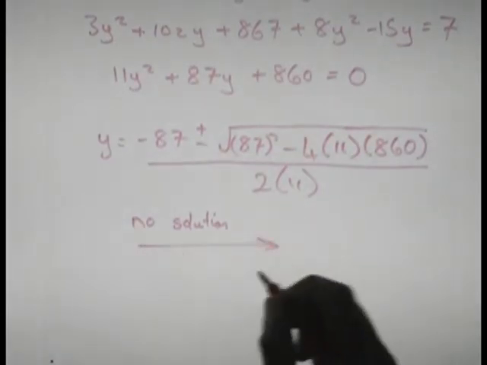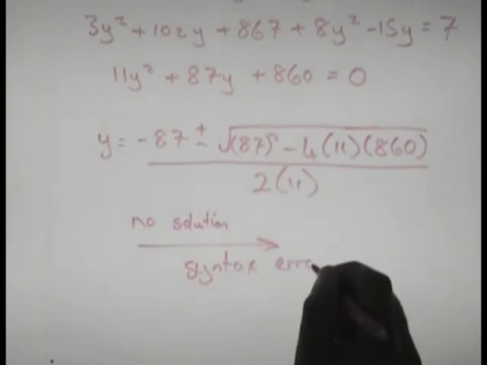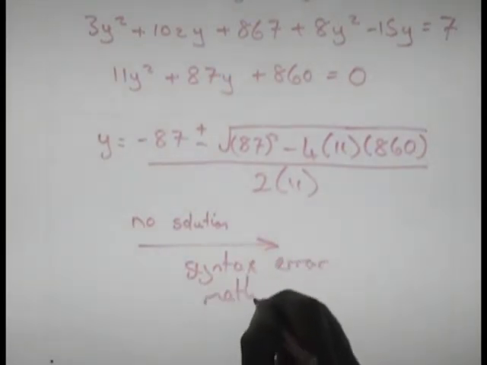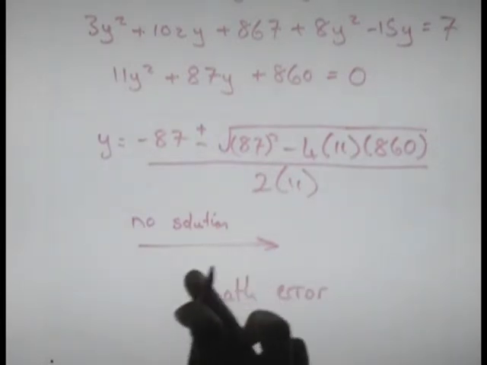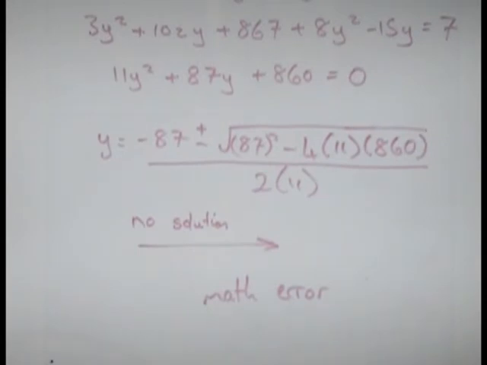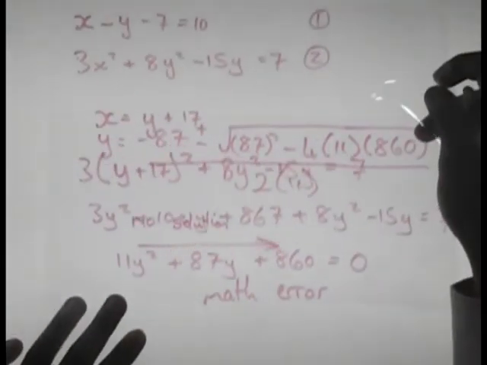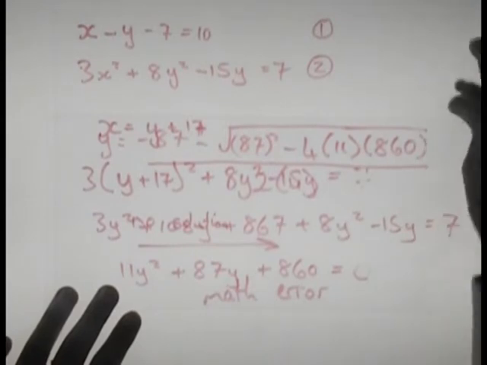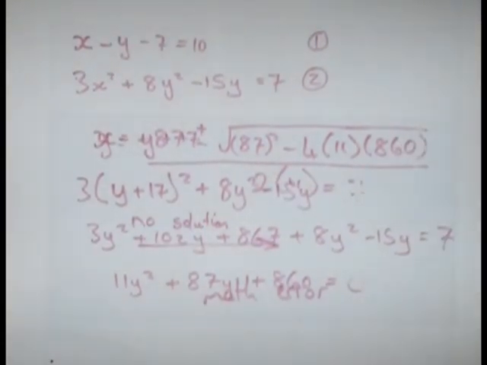Your calculator will tell you something like syntax error or math error. In fact, I think most of them should say math error. That means that we cannot solve these two equations. x minus y minus 7 is equal to 10, and the next one, 3x squared plus 8y squared minus 15y is equal to 7. These two equations cannot be solved simultaneously.